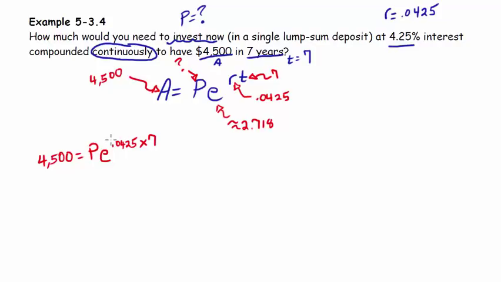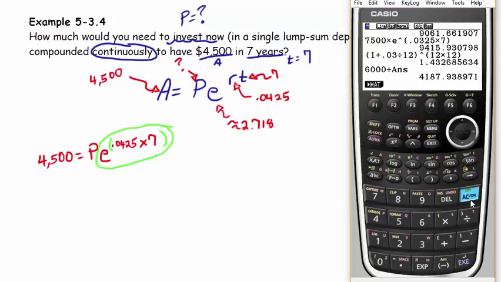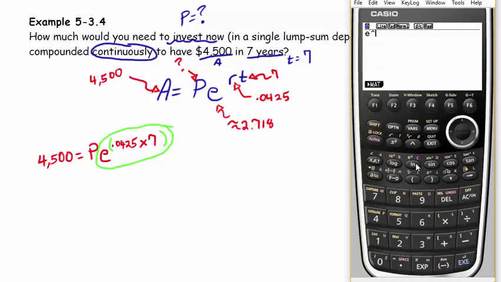Alright, now we need to make sure we have parentheses around that exponent, but again, just like last time, all of this is just some constant, some number. So to figure out what that number is, I'm going to hit Shift Natural Log, open the parentheses for my exponent, 0.0425 times 7. Alright, so this is about 1.346.